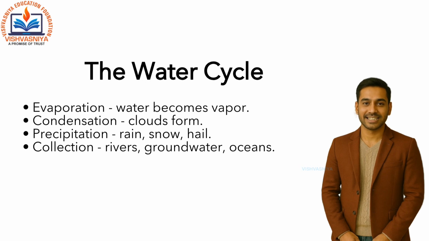Finally, let us understand the water cycle, also called the hydrological cycle. This is nature's way of recycling water, and it has four main steps. Evaporation: water from oceans, lakes, and rivers changes into vapor due to heat. Condensation: this vapor cools and forms clouds in the atmosphere. Precipitation: water returns to the earth as rain, snow, or hail. Collection: the water gathers again in rivers, groundwater, lakes, and oceans, and the cycle begins again.